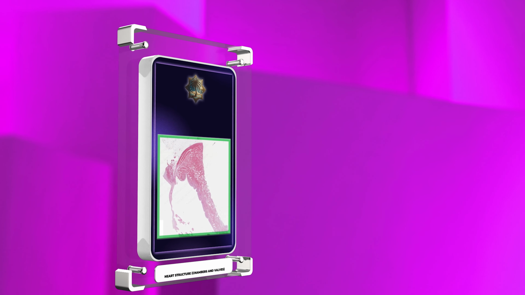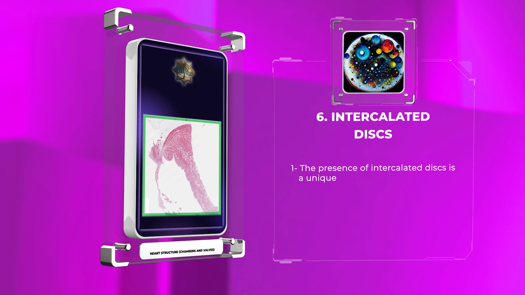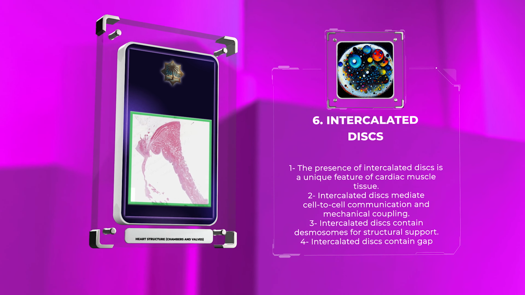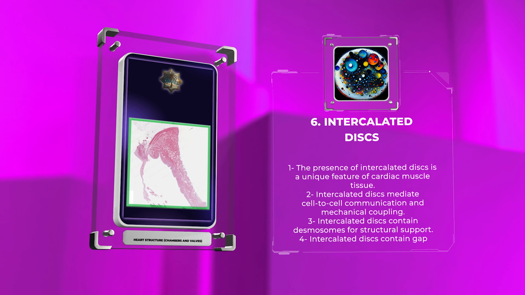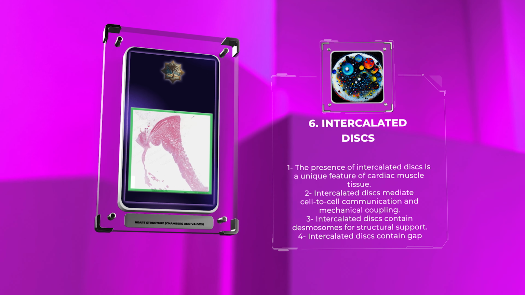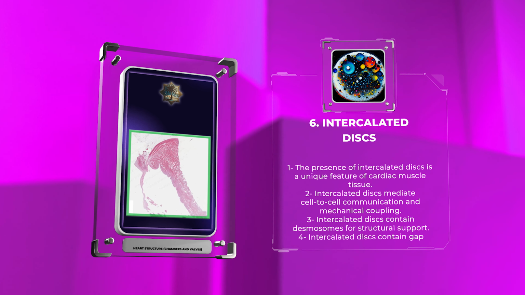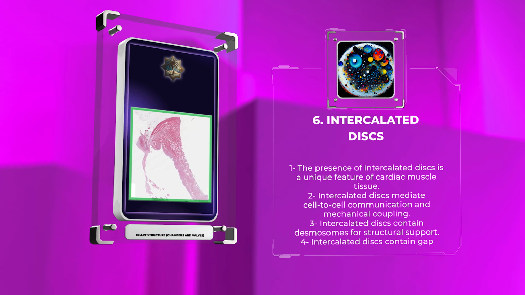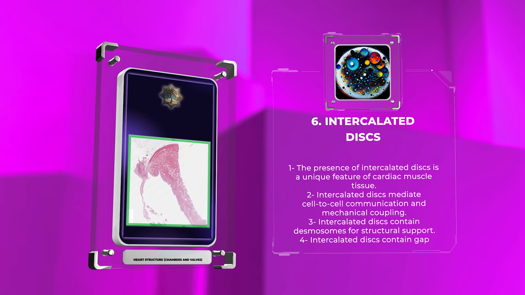A unique feature of cardiac muscle tissue is the presence of intercalated discs. Intercalated discs are specialized junctions that mediate cell-to-cell communication and mechanical coupling between adjacent cardiomyocytes. These discs contain desmosomes, which provide structural support, and gap junctions, which allow for the passage of ions and small molecules, facilitating electrical signaling between cells.